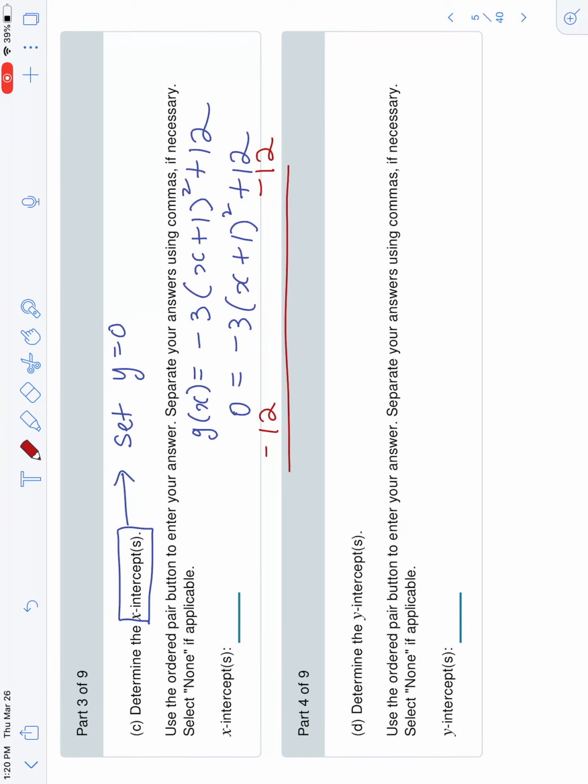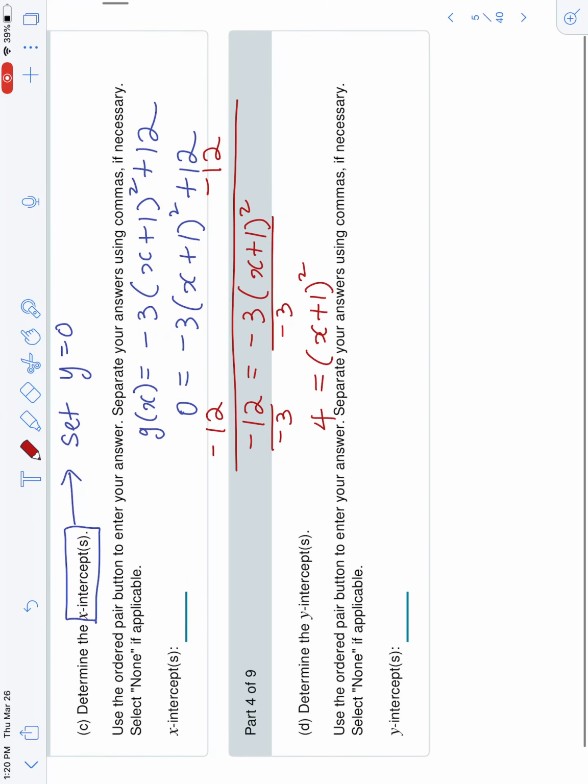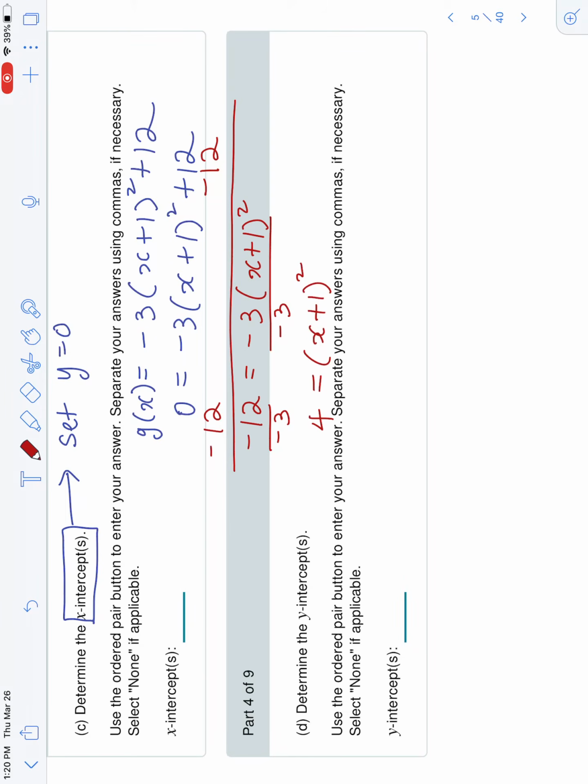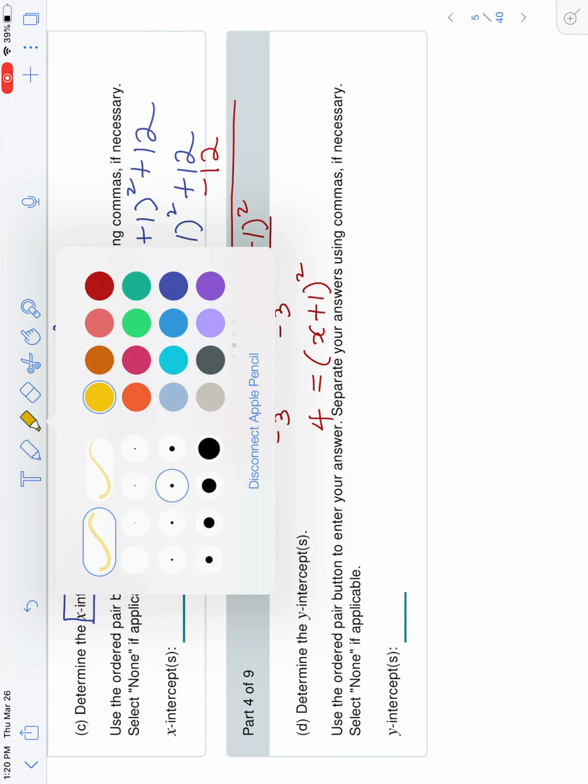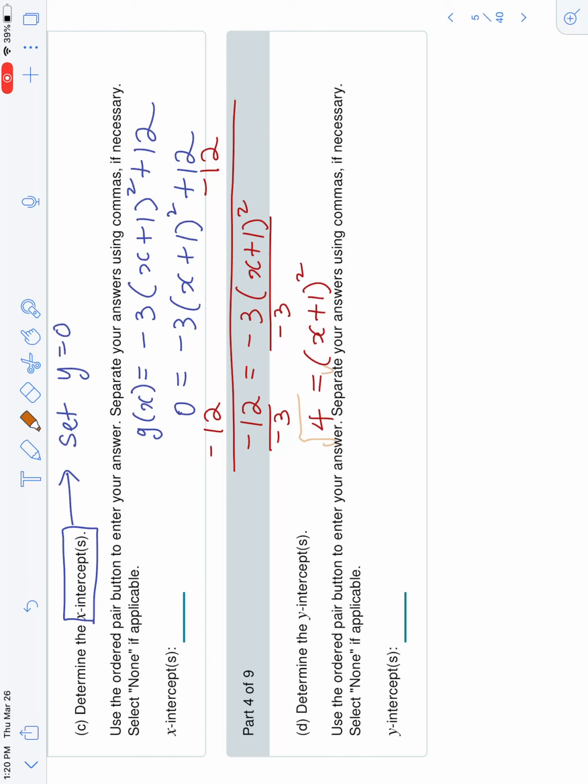What do we do to both sides first? Remember, we're going to subtract 12 from both sides. -12 equals -3 times (x plus 1) squared. Now, I'm not going to FOIL this. What I'm going to do here is divide both sides by -3. Then I will get +4 equals (x plus 1) squared. Now, I'm going to borrow the room down here because I want to keep on going. But what will you do to both sides at this point, guys?